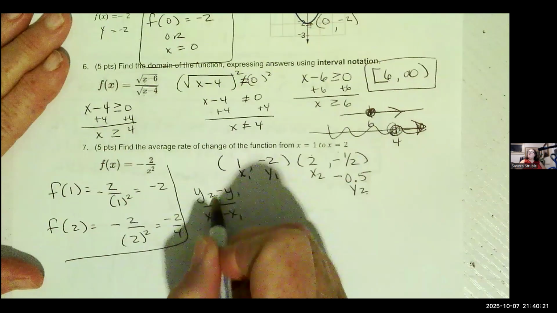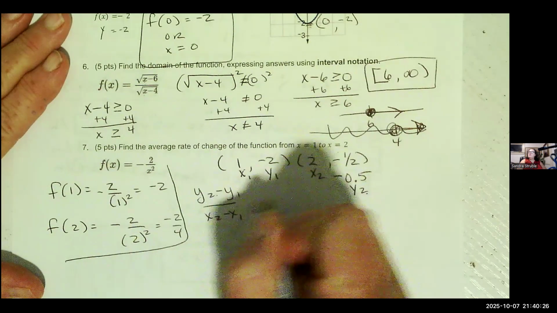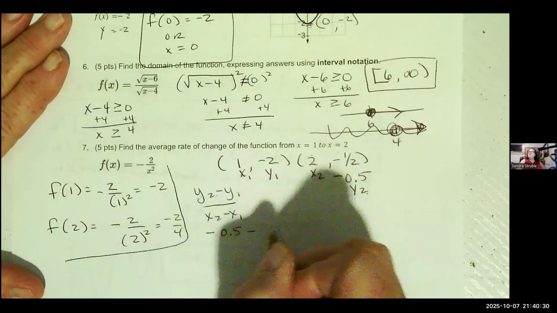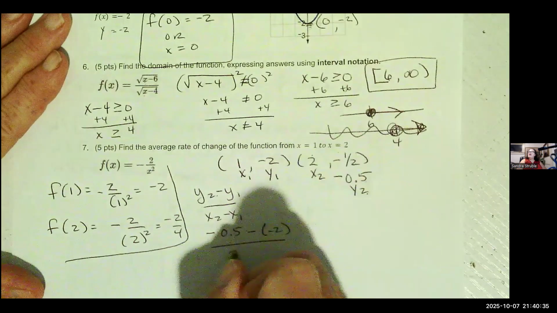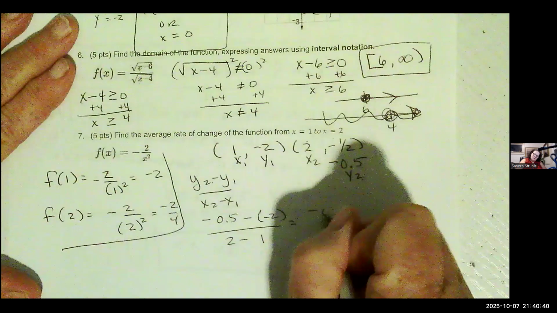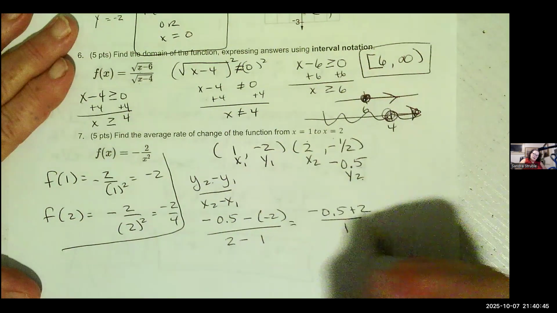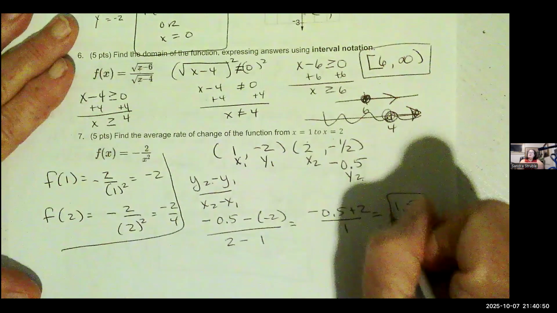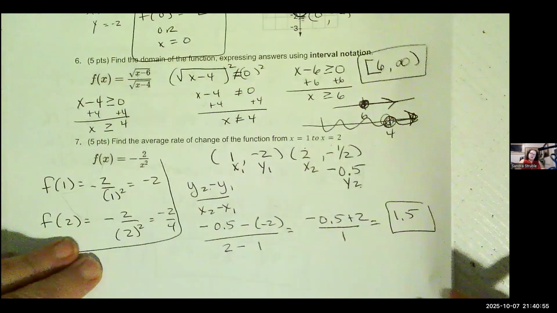Follow this. Make sure you have this in your note card if you don't know it. All right, so y sub 2, I'm going to use my decimal, negative 0.5, minus y sub 1, which is negative 2, over x sub 2, which is 2, minus x sub 1, which is 1. Now let's simplify this. This becomes negative 0.5 plus 2 over 1. Well, that's delightful, which is just 1.5. There's your rate of change. Okay, if you have any questions, just let me know.